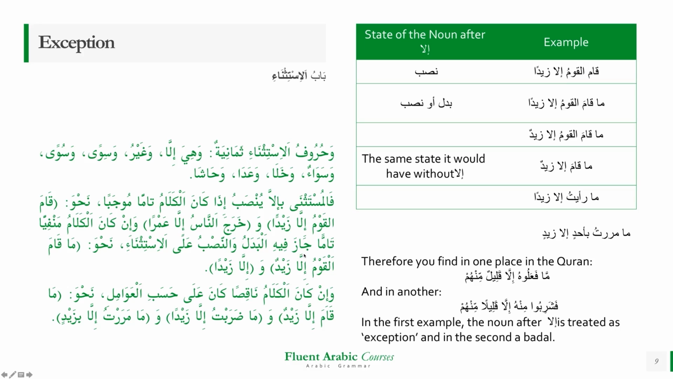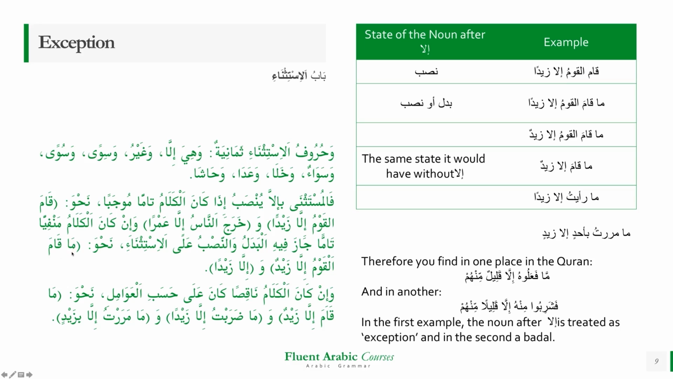وإن كان الكلام منفيا تاما جاز فيه البدل والنصب على الاستثناء. If the speech is negative or it begins with the particle of negation, then there are two possibilities in it. You can either use the word after the particle of exception as a badal, and it takes the ruling of the badal and the i'rab of the badal in the sentence, or it can be used in the state of nasb, just like the first instance. نحو ما قام القوم إلا زيد. So when this particle of negation comes, then the ruling is different.